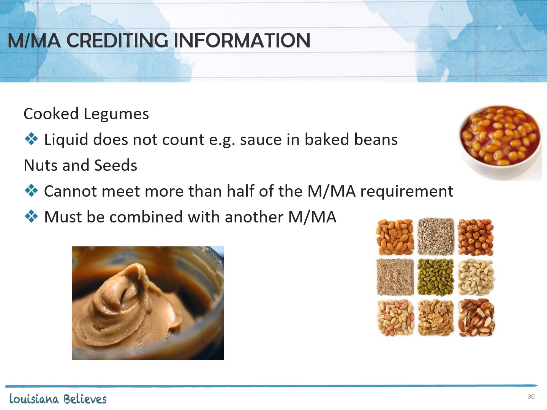Local menu planners can decide how to incorporate beans and peas into school meals. These foods may count towards either the requirement for the meat alternate or the vegetable component.